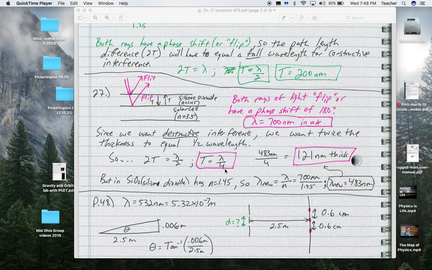our wavelength has an index of refraction 1.45, so to find our wavelength in that new silicon dioxide material, silicon, not silicone, I guess, we divide that by 1.45, that gets me 483 nanometers. A quarter of that is around 121. So still a quarter wavelength.